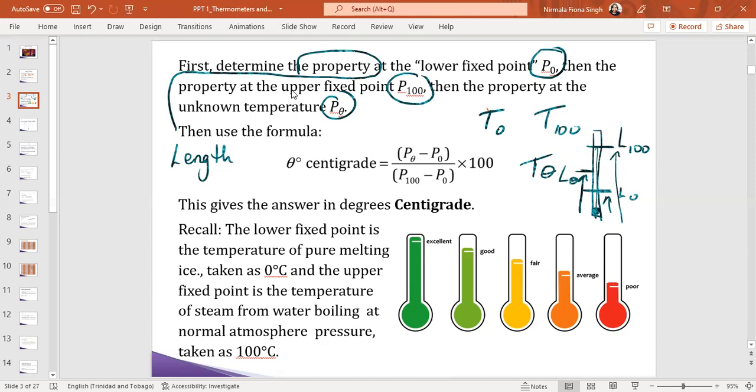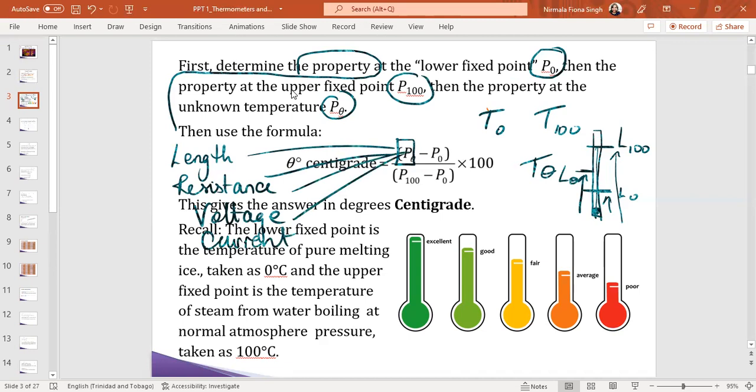All right, so our first formula to learn today is (Pθ minus P0) divided by (P100 minus P0), times 100. So whatever property we are measuring for our thermometer, whether it be length, resistance, voltage, or current, all of these can be used as your property to determine temperature when we want to calibrate a scale.